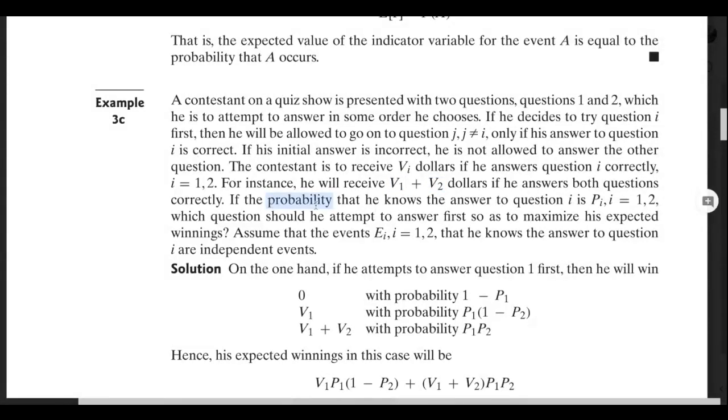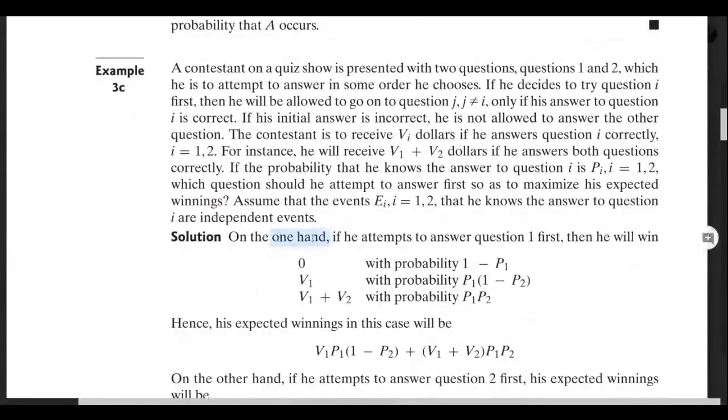If the probability that he knows the answer to question I is P_I, which question should he attempt to answer first so as to maximize his chance of winning? Assume that events E_I, so E1, E2, that he knows the answer to question I are independent events.